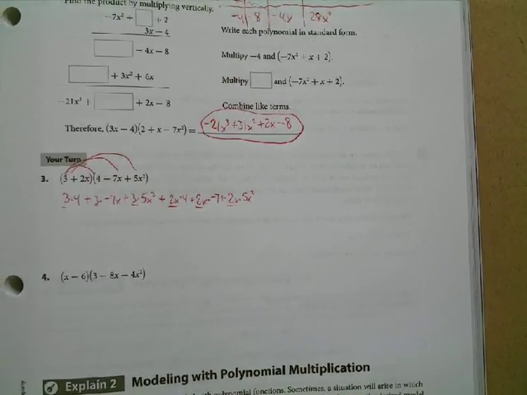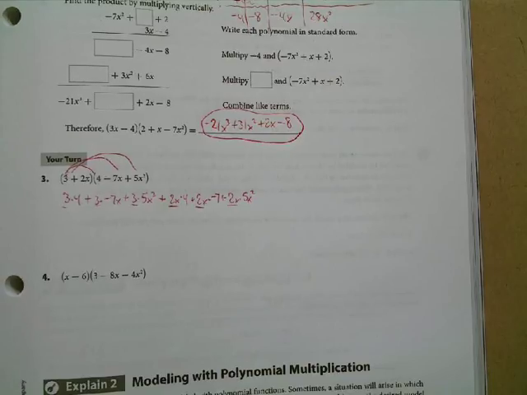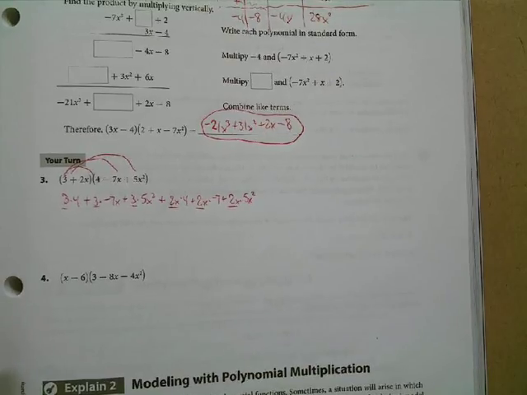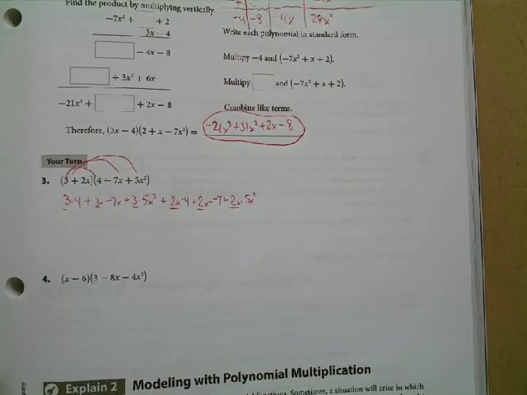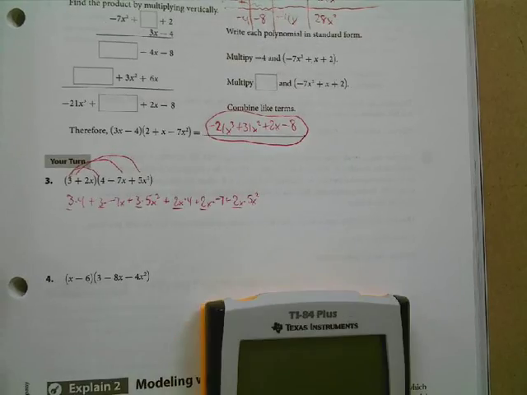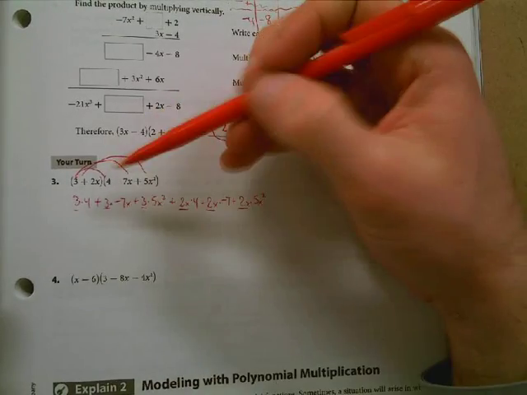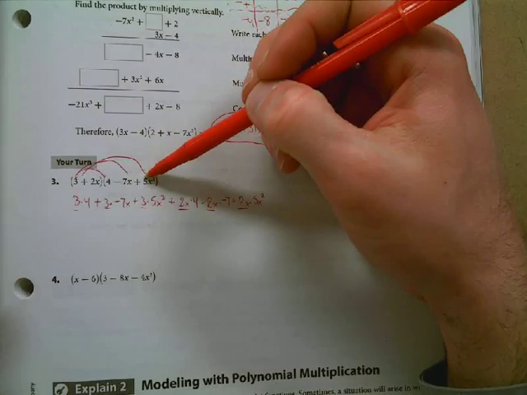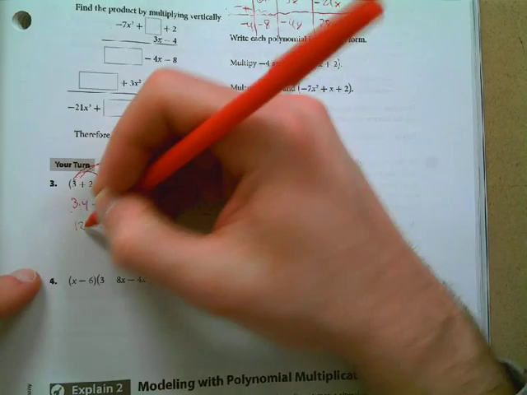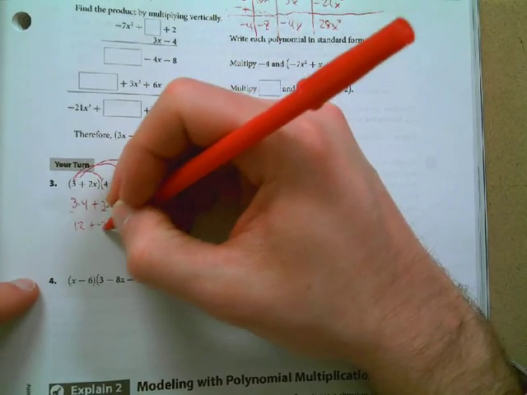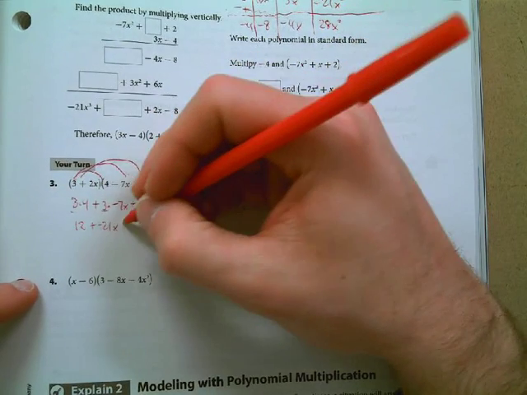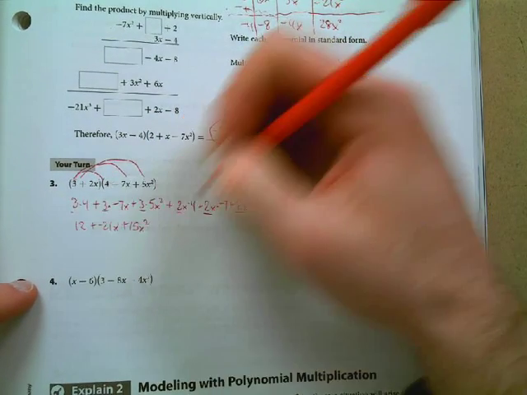So guys, 3 times 4, 3 times minus 7x, 3 times 5x squared. So 3 times 4 is 12. 3 times negative 7x is negative 21x. And then 3 times 5x squared is 15x squared. 2x times 4 is 8x. 2x times minus 7, it's a negative 14x. And then 2x times 5x squared, 10x to the third.